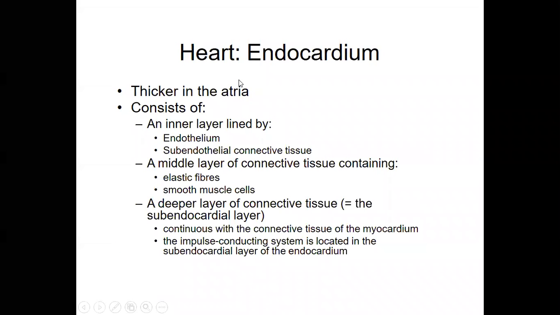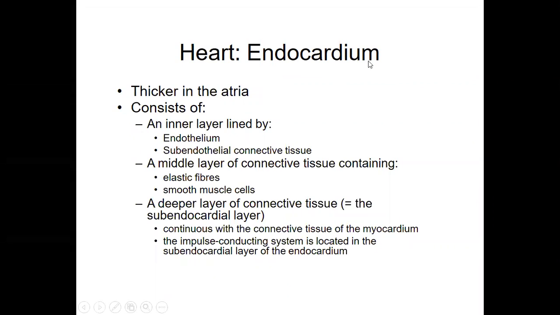Okay, and the third layer of the wall of the heart is the endocardium. The endocardium is thicker in the atrium, and it consists of different layers. We have three layers. If you see here, the inner layer is lined by the endothelium.